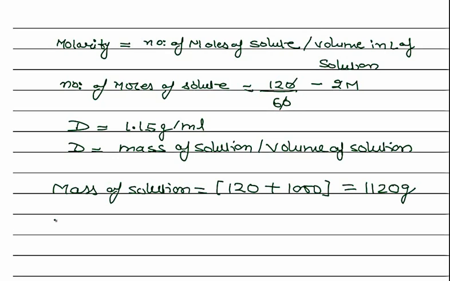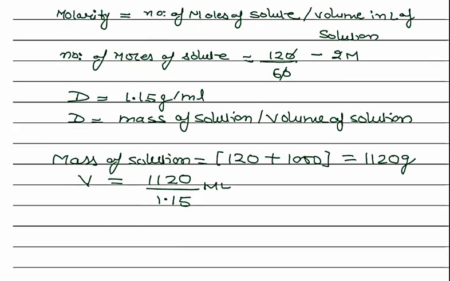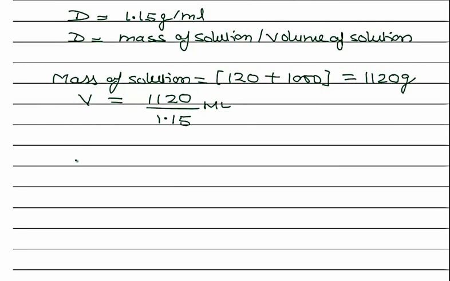Now we can find out the volume of solution. So volume of solution will be equal to 1120, that is the mass of solution, divided by the density, that is 1.15, right? And this is in ml, of course. Now put the values in the equation for molarity. So here molarity is equal to number of moles is 2 divided by the volume of solution, that is 1120 divided by 1.15 into 10 to the power 3, because this is in ml.